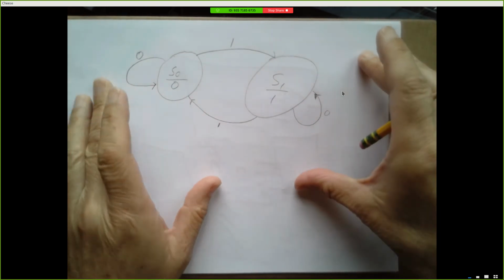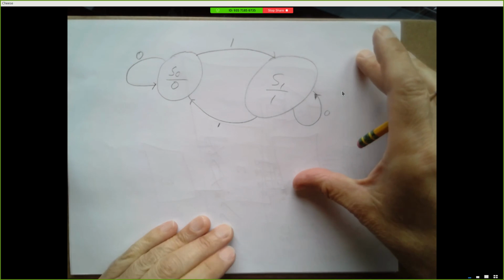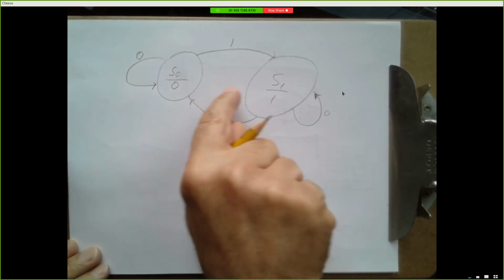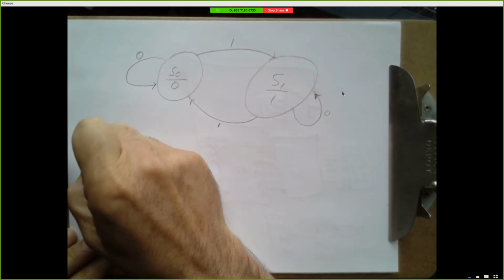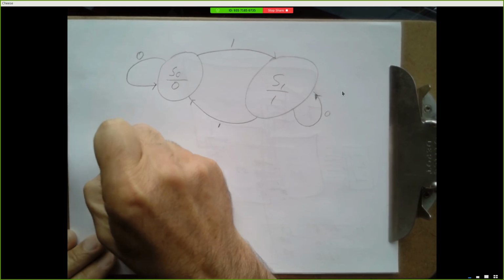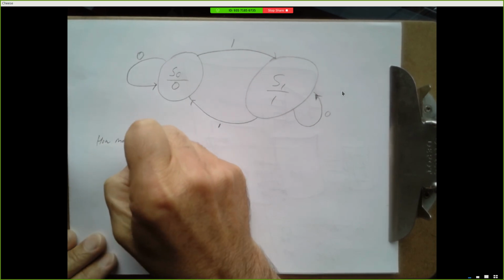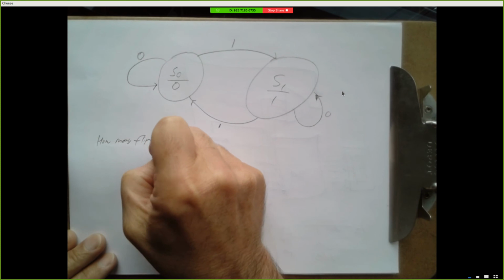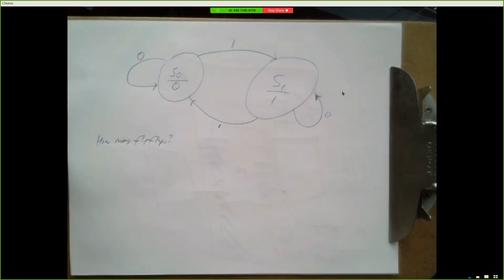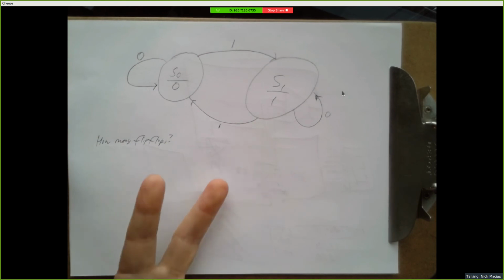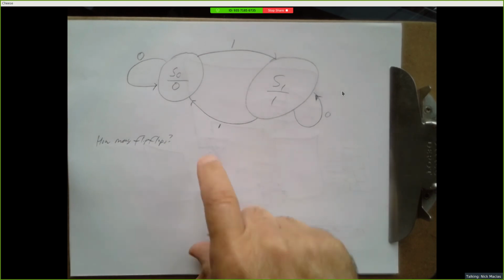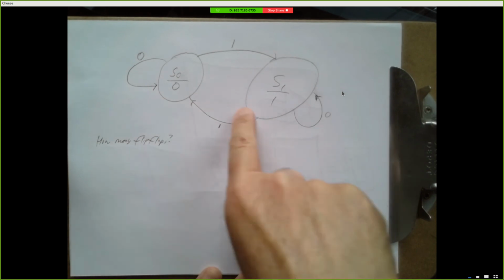And from here, we have to do the following. We know that we have two states, so how many flip-flops do we need? We have to answer this question, and there are different answers. We know we need at least one flip-flop to do any memory. And if we have one flip-flop, we can represent two things. So we could use a flip-flop that's 0 for this state and 1 for this state.